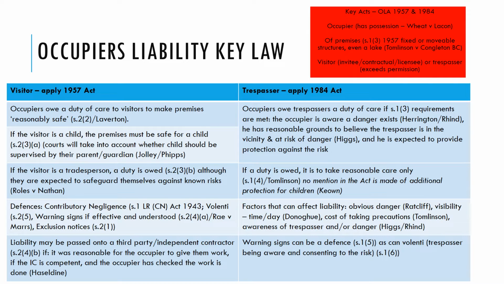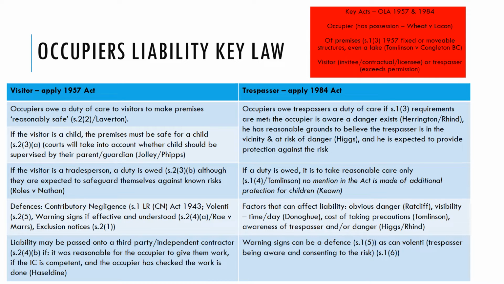As an occupier, you may be able to pass liability onto a third party, or what we call an independent contractor, if a visitor has suffered injury because of the work done by them. Okay, so if you had a company or somebody come onto your property, carried out work, and then a visitor was injured as a result of that work being faulty, then as an occupier, you could pass liability onto them.